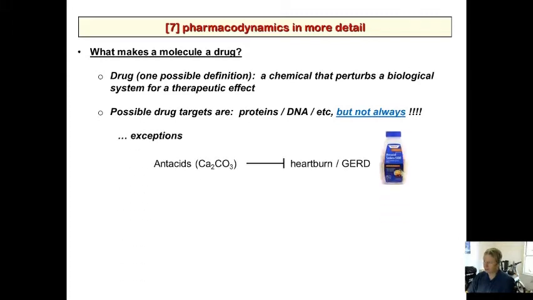A couple that I found, just thinking about drugs, are antacids. That is a drug you would take, a pretty simple pharmaceutical, calcium carbonate, which treats heartburn or gastroesophageal reflux disorder, and is a pretty effective drug. It's not really interacting with a protein or DNA. It's really interacting with acid in your stomach, right?